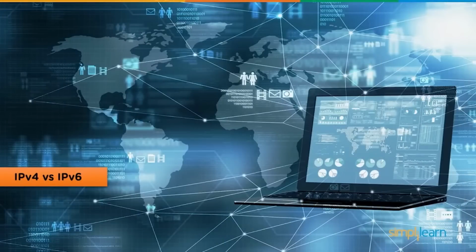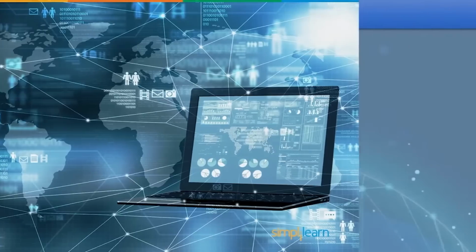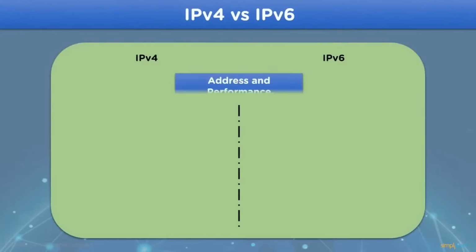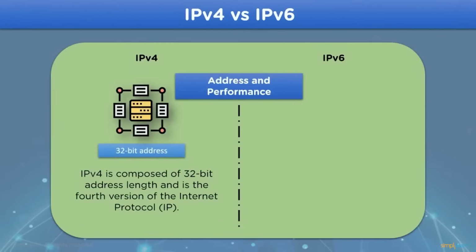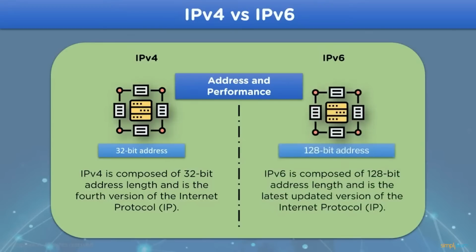Moving on, let's take a look at the differences between IPv4 addresses and IPv6 addresses. This would allow us to choose the best IP address for a network. Let's take a look at the first difference, that is address and performance. In accordance with the address size, IPv4 is composed of a 32-bit address length and is the fourth version of the Internet Protocol. For IPv6, the address size is 128-bit long and it is the latest version of the Internet Protocol.